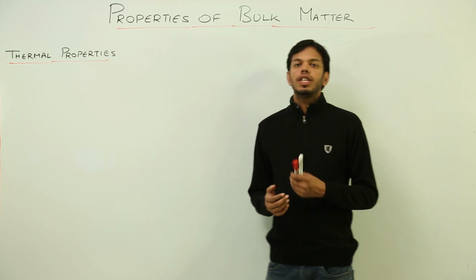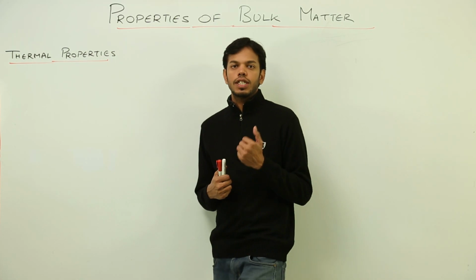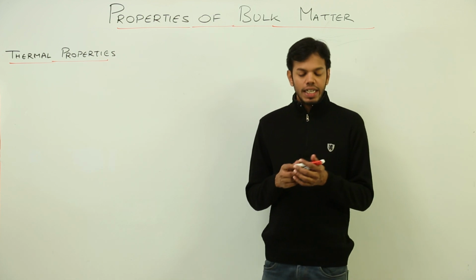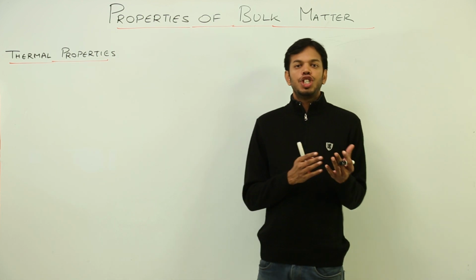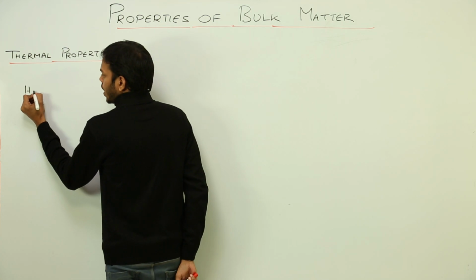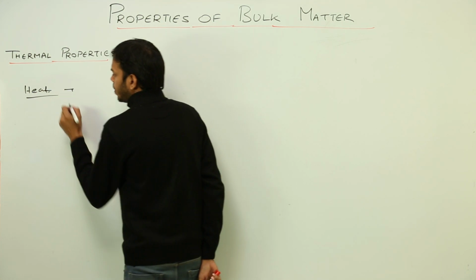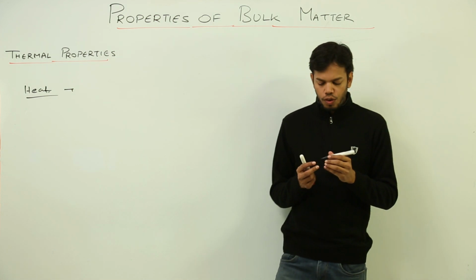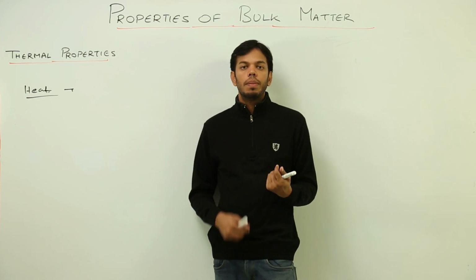So now we are moving to the next topic in properties of bulk matter, which is called thermal property. Thermal property is the property which is dependent on heat, right? The word thermal means heat. So what is heat? We know the basic definition of heat, that it is a form of energy which gives us the sensation of warmth, right?